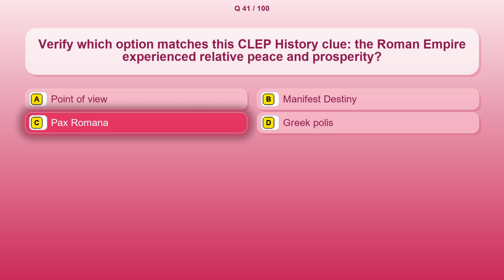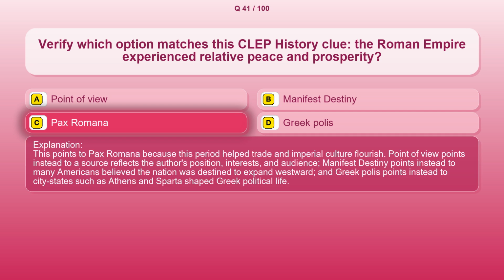The correct answer is option C. Pax Romana. This points to Pax Romana because this period helped trade and imperial culture flourish. Point of view points instead to a source reflects the author's position, interests, and audience. Manifest destiny points instead to many Americans believed the nation was destined to expand westward, and Greek polis points instead to city-states such as Athens and Sparta shaped Greek political life.